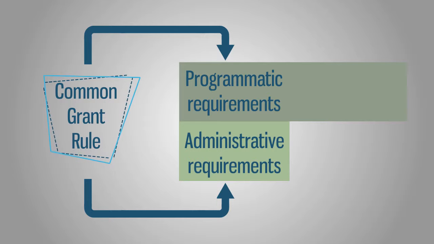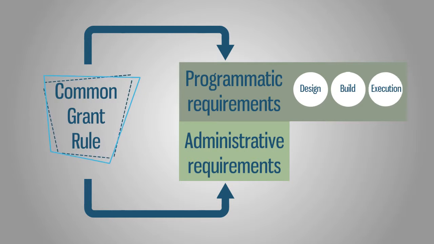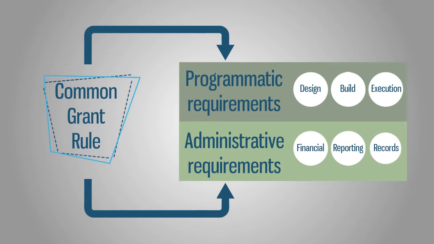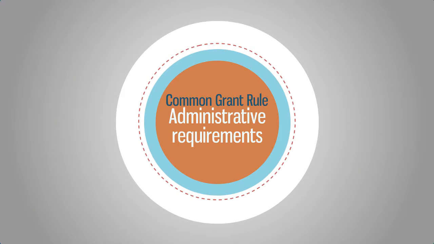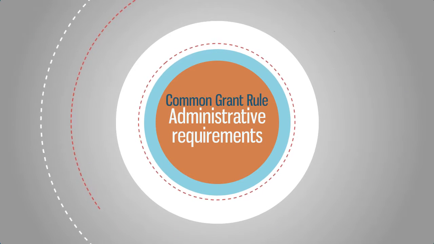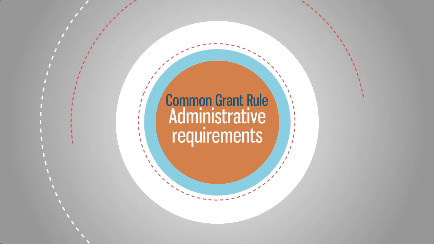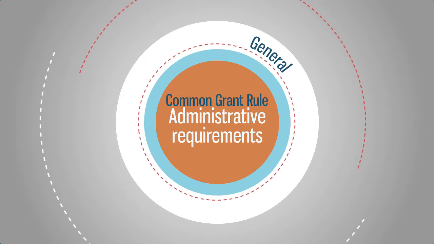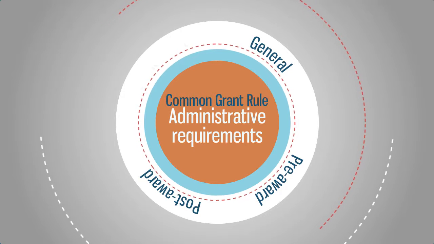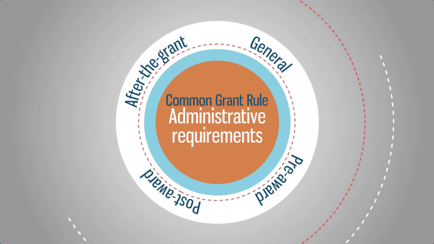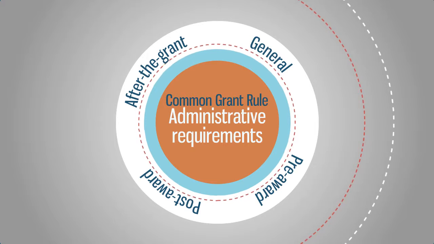Programmatic requirements, which include items such as how the project must be designed, built, and carried out, are specific to a project or program. Administrative requirements address items such as financial management standards, reporting, and records retention. These administrative requirements are broken down into 4 main sections in the Common Grant Rule: General, Pre-Award, Post-Award, and After the Grant requirements. Let's take a look at each section's requirements.